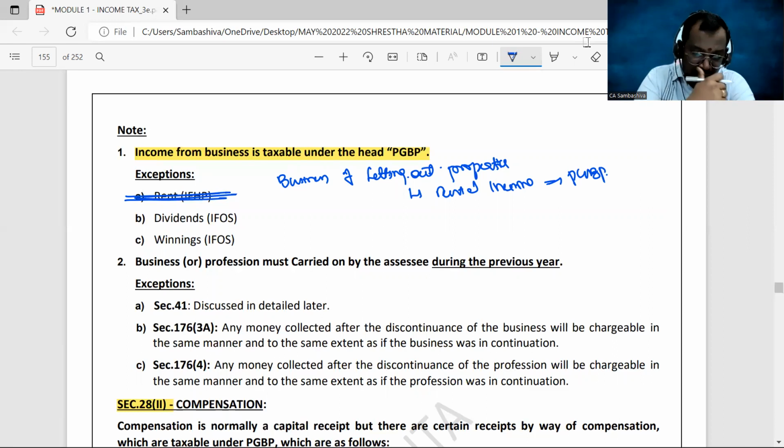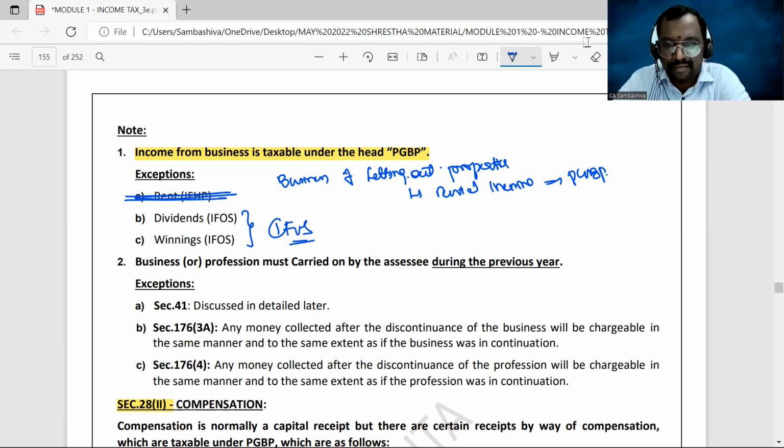Okay, next. And after that, dividends. Dividends and winnings are exclusively taxable under the head income from other sources. Whether it is a domestic company dividend or a foreign company dividend, both are taxable under the head income from other sources only. Sir, I am holding the shares and securities as my stock in trade. Still, dividends are taxable under the head income from other sources. Sir, buying and selling of securities is my business activity, I'm a trader. Still, the dividends are taxable under the head income from other sources only.